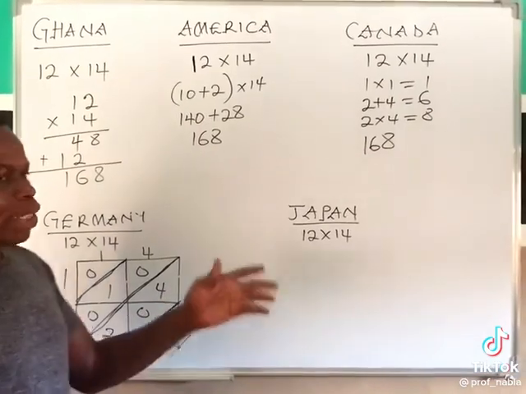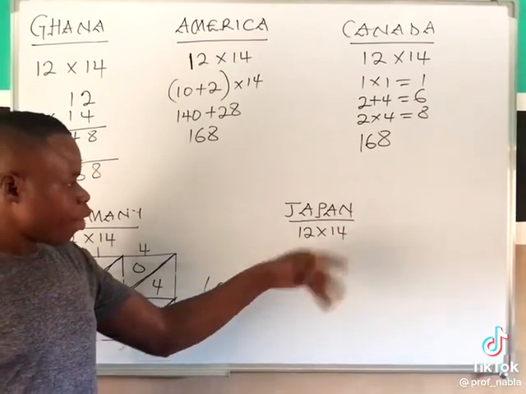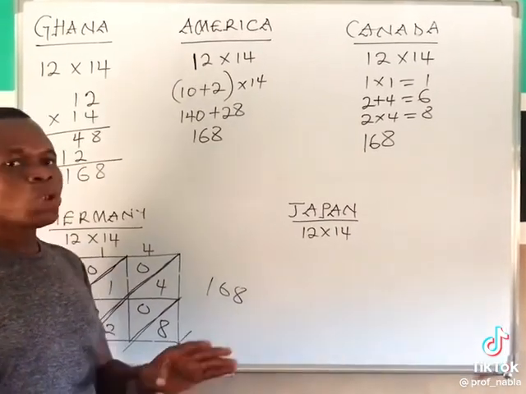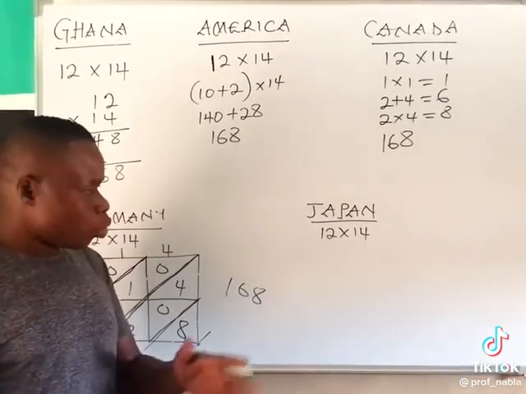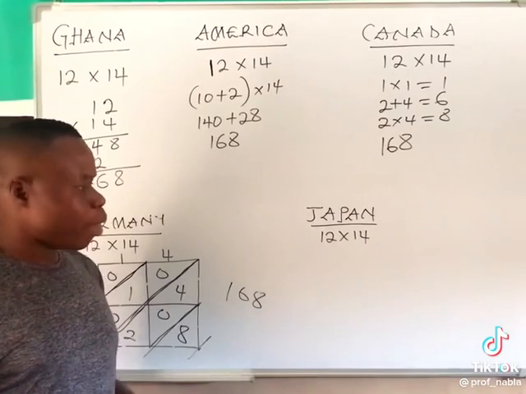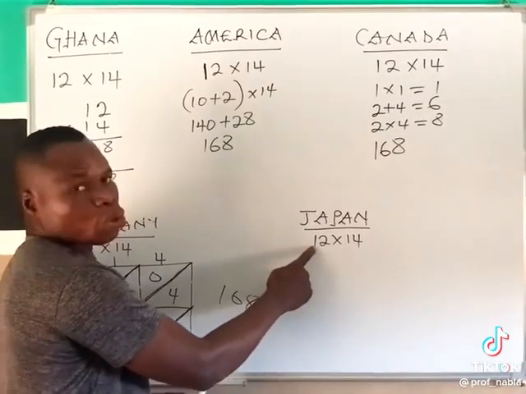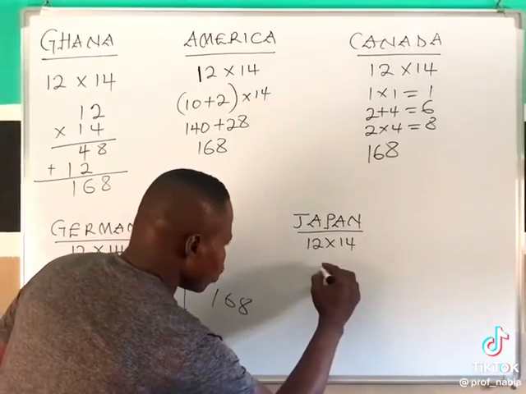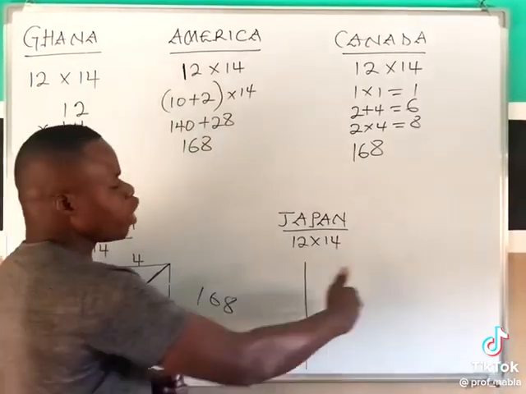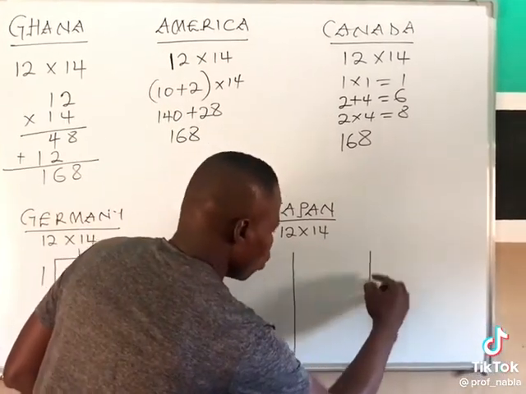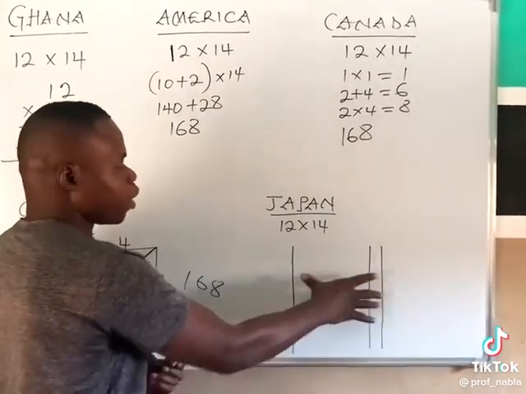Now let's move to Japan. How will a Japanese solve this particular problem? 12 times 14. A Japanese will use lines to represent these numbers. Let's look at how the student will use lines to represent each of these numbers. So 12, the student will look at the first digit, which is 1, and draw only one line vertically. Then the next digit is 2. So the student will leave a space and draw 2 vertical lines. So this one and these 2 lines represent the 12.